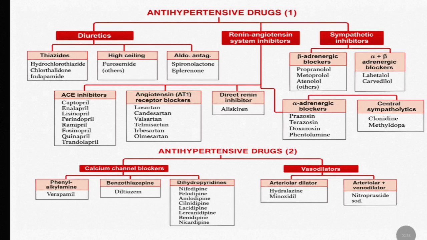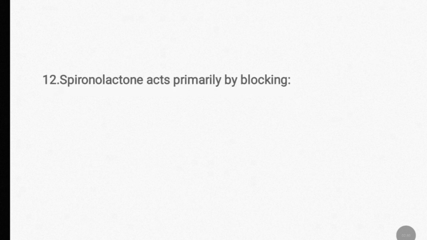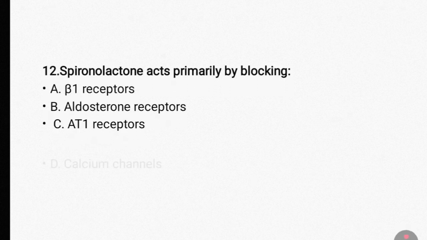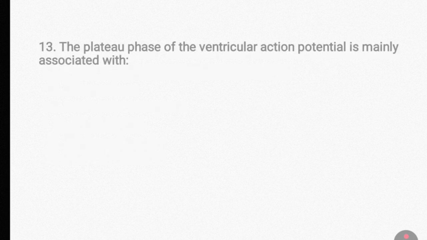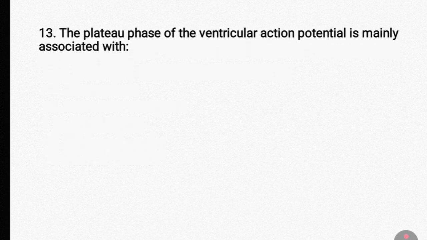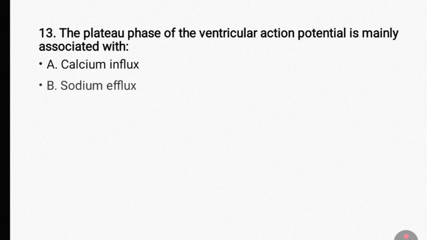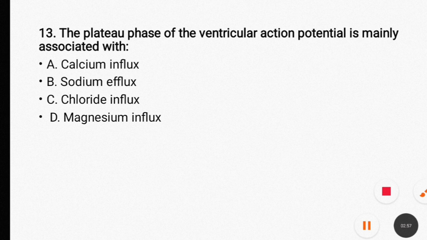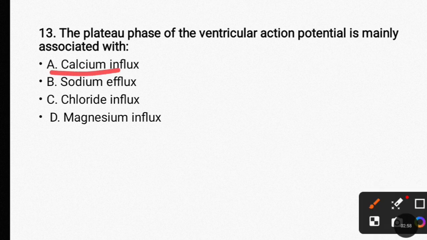Next, question number 13. You already covered 12 questions. The plateau phase of the ventricular action potential is mainly associated with the calcium influx, sodium influx, chloride influx, or magnesium influx. So here the right answer is calcium influx. Option E is the right answer.